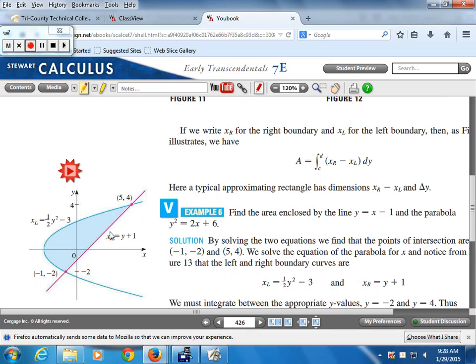So, it's going to be y plus 1 minus what? 1/2 y minus 3 from what? Negative 2 to what? Positive 4. Alright, set it up. Dang old vertical. Dang old y-axis.